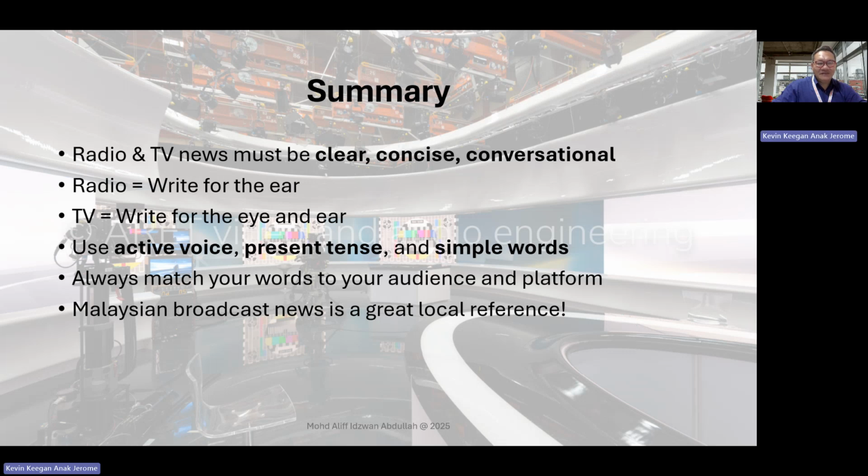Right? Summary: radio and TV news must be clear, concise, conversational. Radio, write for the ear. TV, write for the eyes and ears. Use active voice, present tense, and simple words. Always match your words with your audience and platform. And Malaysian broadcast news is a great local reference.